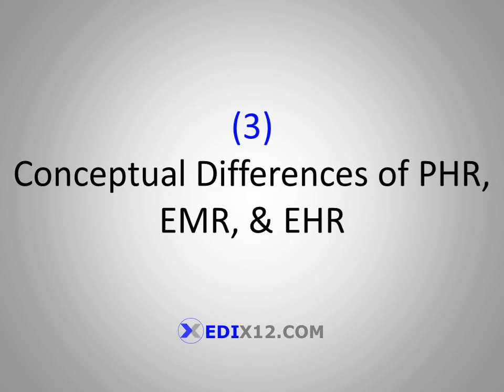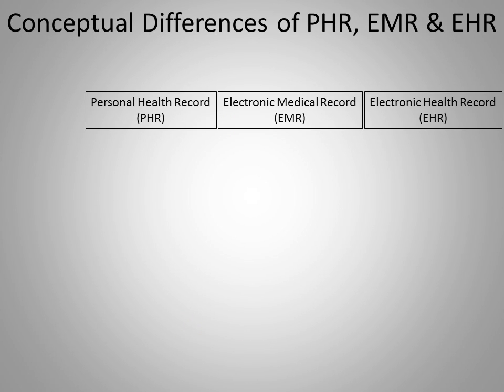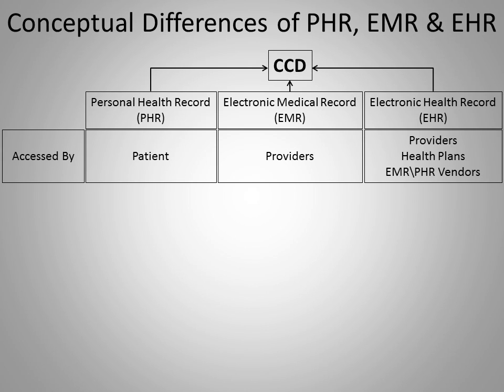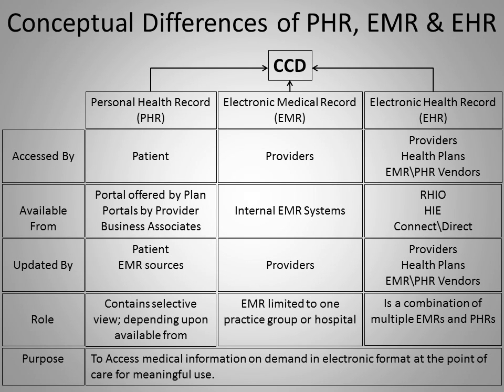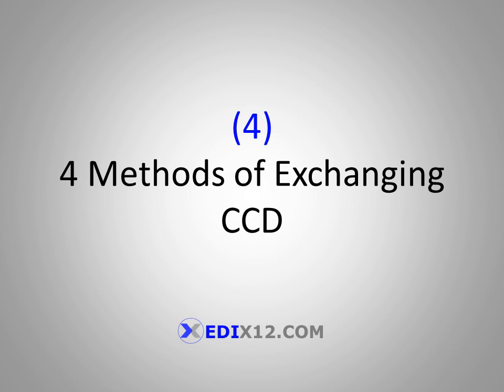In the third milestone, we will review the conceptual differences of personal health record, electronic medical record, and electronic health record, which use the CCD format. To understand the conceptual differences, let's look at the unique attributes. In the fourth milestone, we will review four methods of exchanging CCD, excluding the ACO model.